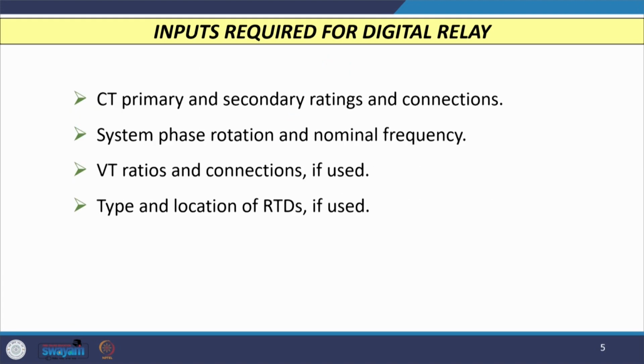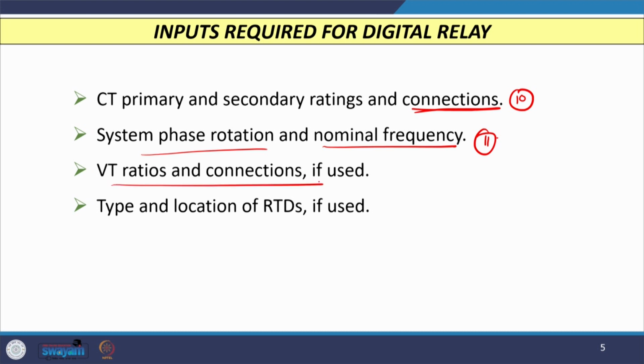Then you also have to give as an input the CT primary and secondary ratings. So, let us say the CT rating is 500 by 1 ampere or maybe 250 by 5 ampere. Those ratings you need to give. Along with that, you also need to give the connections of the CTs. Then you need to give the system phase rotation sequence, RYB or RBY, and nominal frequency, in our case 50 hertz. And then you need to give the VT ratio and connections.